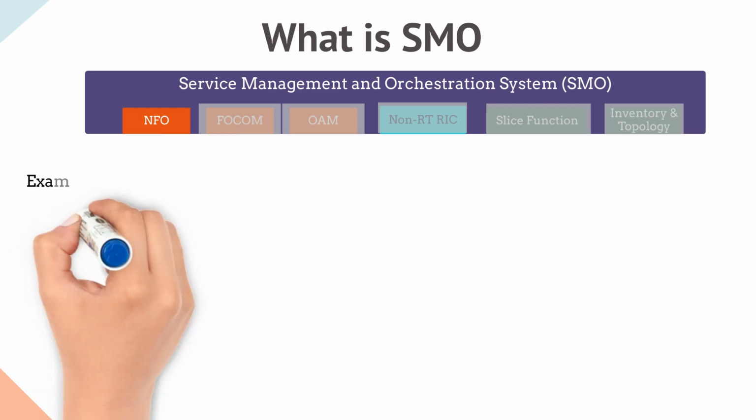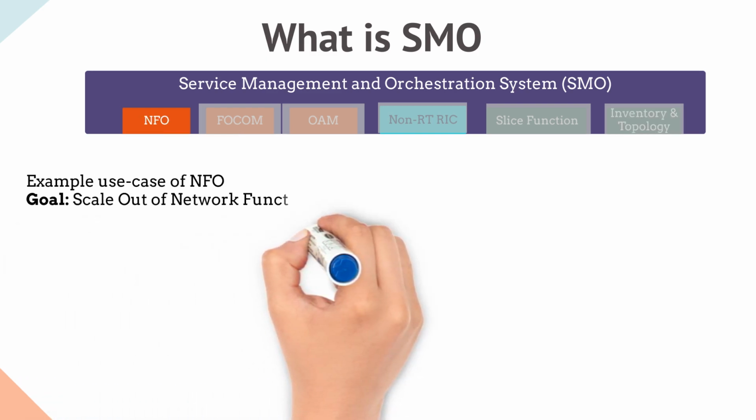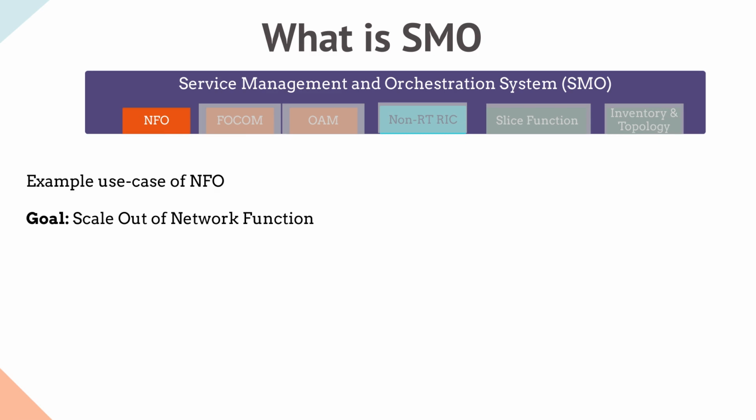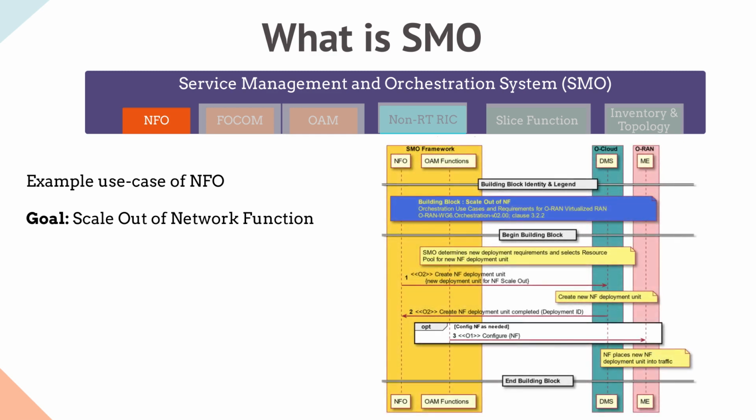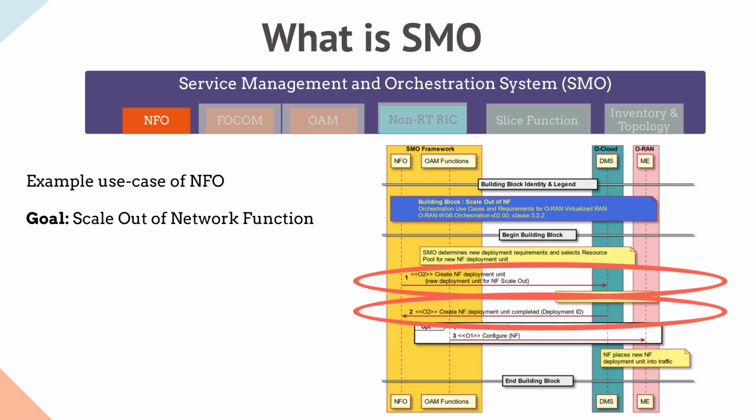Now, let's look at one example use case of NFO. Assume the goal is to scale out the network function deployment, meaning deploying another NF deployment unit. Shown here is an example sequence diagram to achieve this goal. As one can see here, NFO makes an API request to the DMS component over the O2 interface for the NF scale-out, and the DMS responds back with the confirmation, again on the O2 interface. This was one simple example of the NFO functionality. Likewise, there are multiple other use cases.